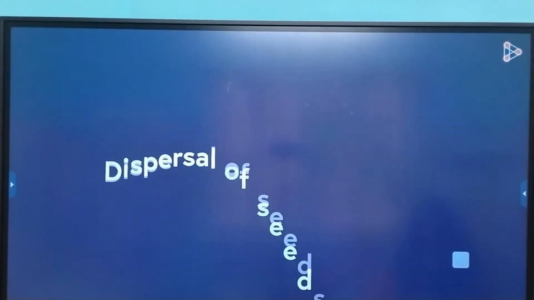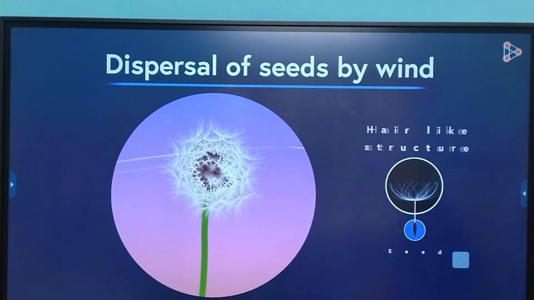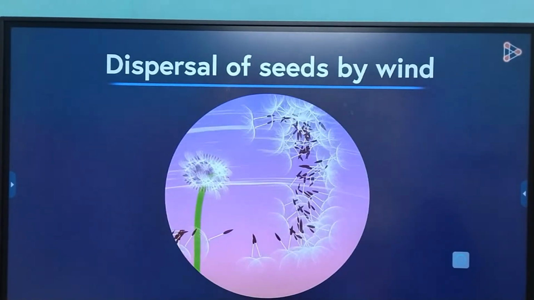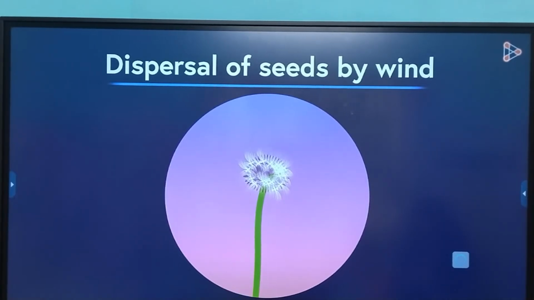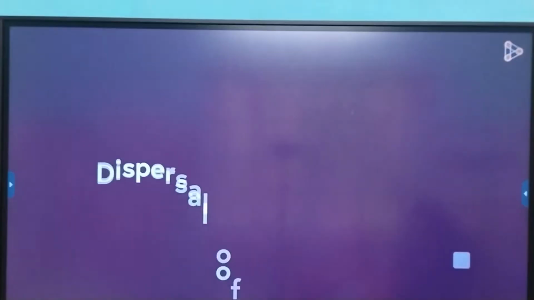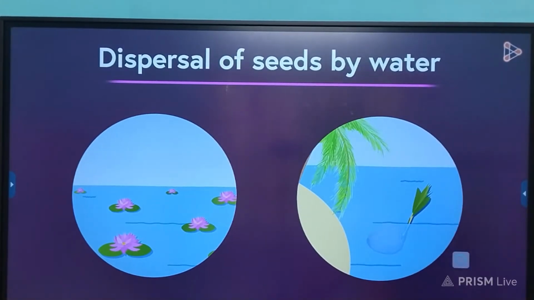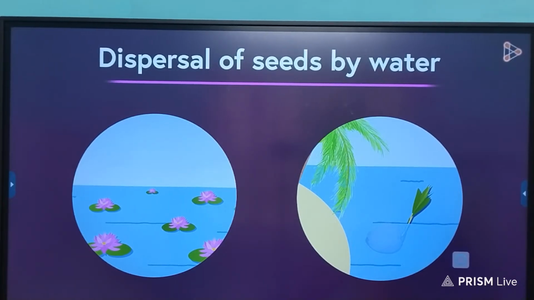Our first agent of dispersal is the wind. Seeds of plants like dandelions have parachute-like or hair-like structures attached that are so light in weight that they easily get carried away by the wind. Thus, even the seeds get carried to distant places. What is the next agent we have in our list? It's water. Seeds which float, such as those of the lotus and coconut palm, are carried by water. You won't believe that coconuts can travel for thousands of kilometers across seas and oceans. Hard to believe, but they do.